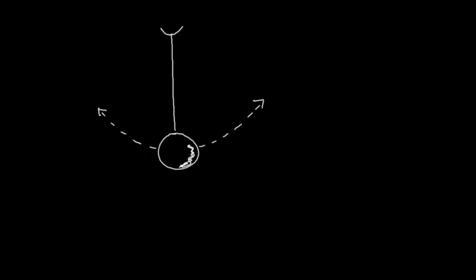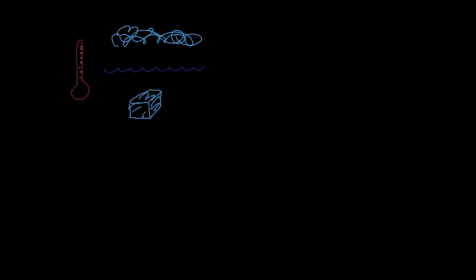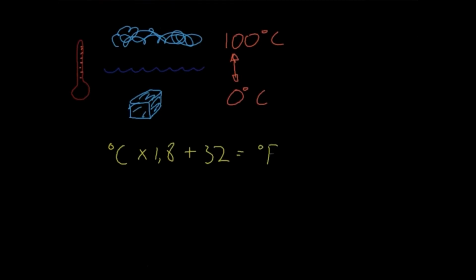Another is to base the second on the time taken by a 1 meter pendulum to travel between two extremes. Degrees Celsius is based on the melting and boiling points of water, favoring the simplicity of 0 and 100 degrees. To convert from Celsius to Fahrenheit, multiply by 1.8 and add 32.